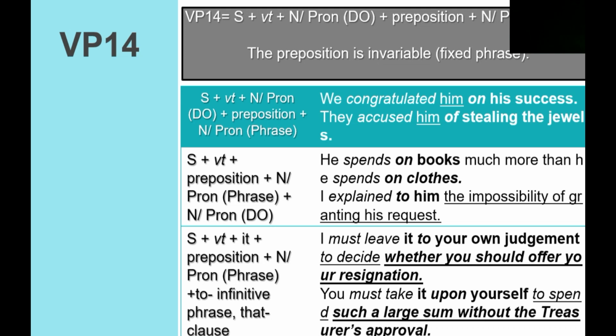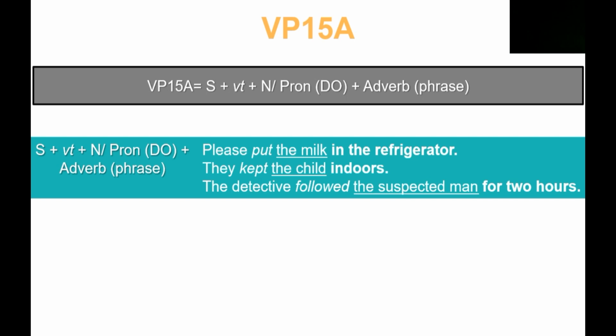Okay. Next one, we have VP15A. The formula is subject plus VT plus noun or pronoun as DO plus adverb phrase. For example, please put the milk in the refrigerator. Put here is the verb. The milk here is the DO, and in the refrigerator is the adverb of place.